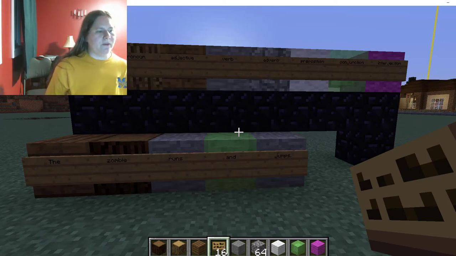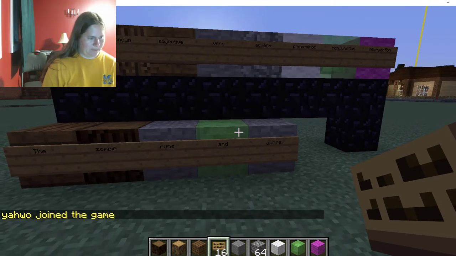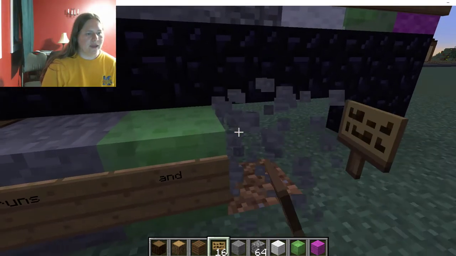So before, when we had the zombie and the skeleton, we had a compound subject, two things doing one action. Now we have a compound predicate, two actions being done by one subject. The zombie runs and jumps. Okay.